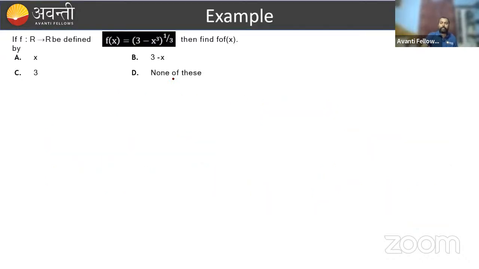Now another question in front of you. Try to find f of f of f of x. Okay, find this function. What will it be? F is mapping from R to R.